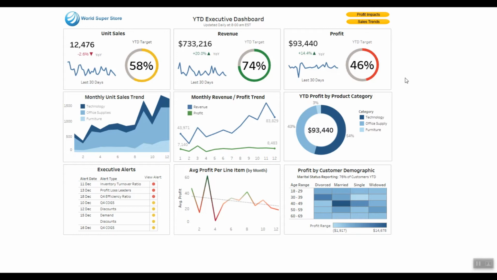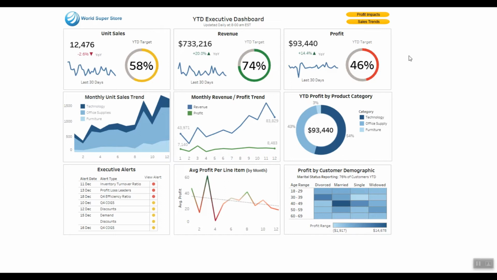I'm going to tell a story with this data today and demo this dashboard concept, but first some background. I developed this year-to-date executive dashboard concept for retail using Tableau sample data, including some of my own that I blended in, such as target data, executive alerts, and demographics. It's essentially a year-to-date dash, but since we have 12 periods, it could also be an annual recap.